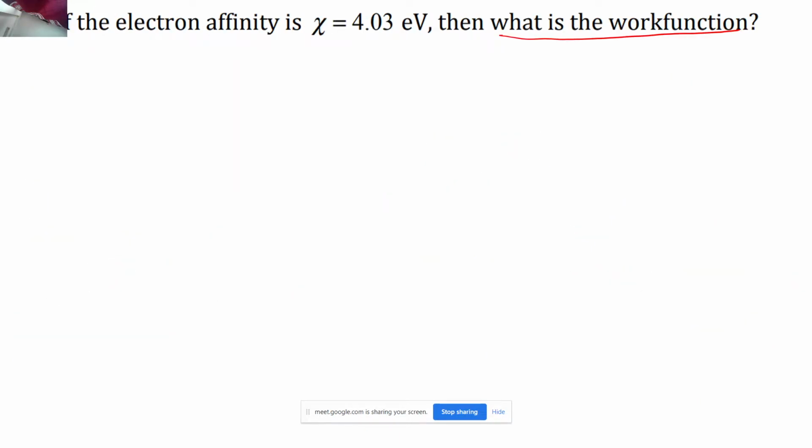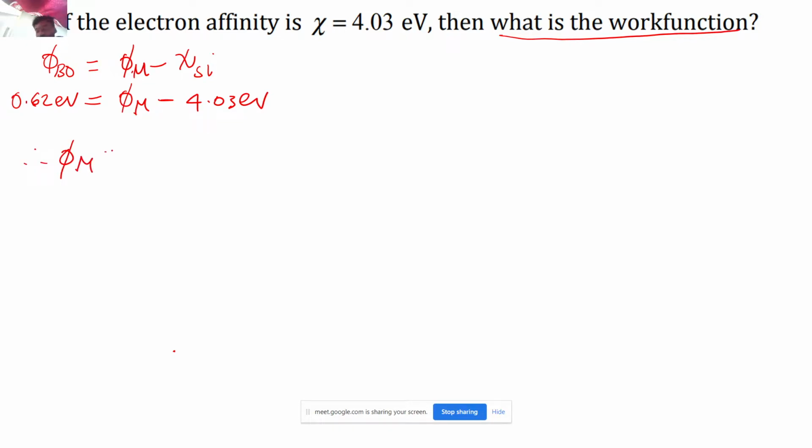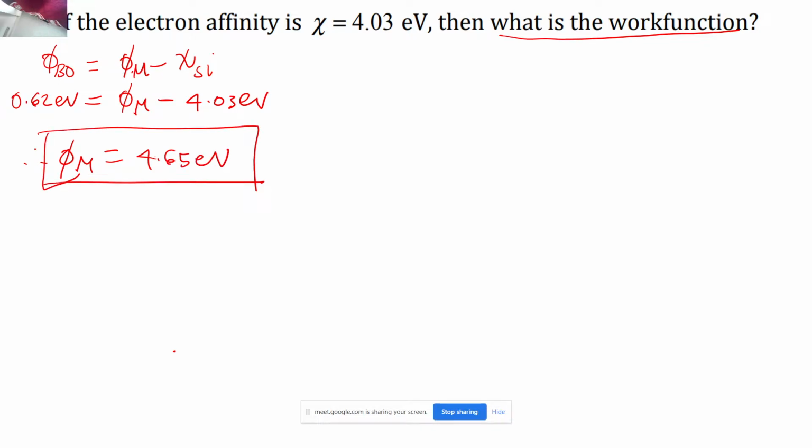Now the next question is they have given us the electron affinity, right? So what is the work function? Somebody had suggested in the earlier problem itself that phi B0 is equal to phi m minus chi of Si. Correct? Now I know phi B0, because I have calculated it in the last question itself. It's 0.62 electron volts. Phi m has been asked, and chi is given as 4.03 eV. So what will be the value of phi m? The value of phi m will be 4.65 electron volts. Correct?